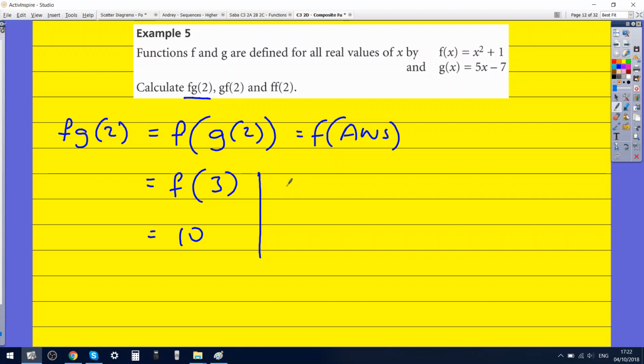How about the G of F of 2? Same thing, but this time you put 2 into F, and then whatever the answer is into G. So you get 18. Then it's the G of 5, 25. Yep.